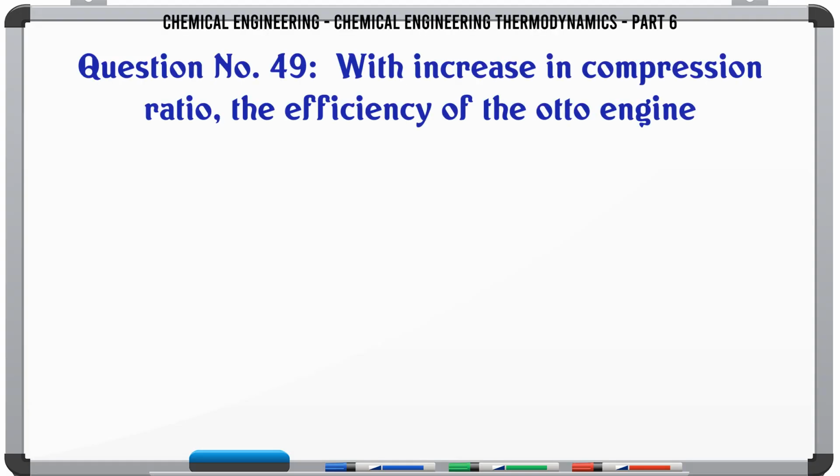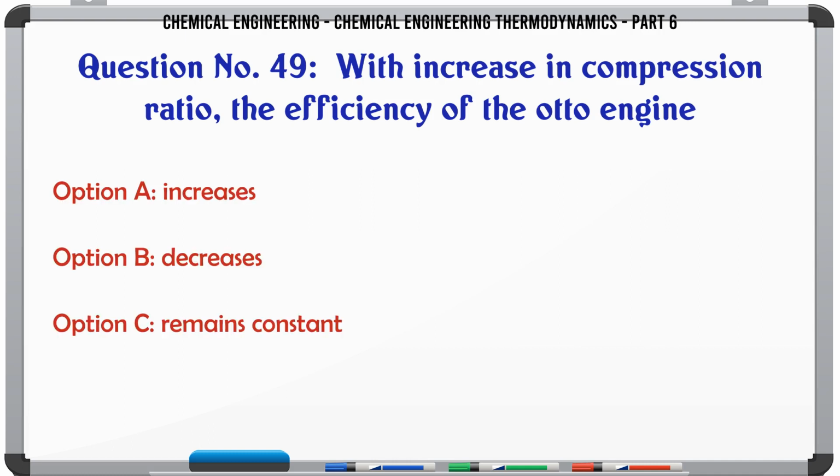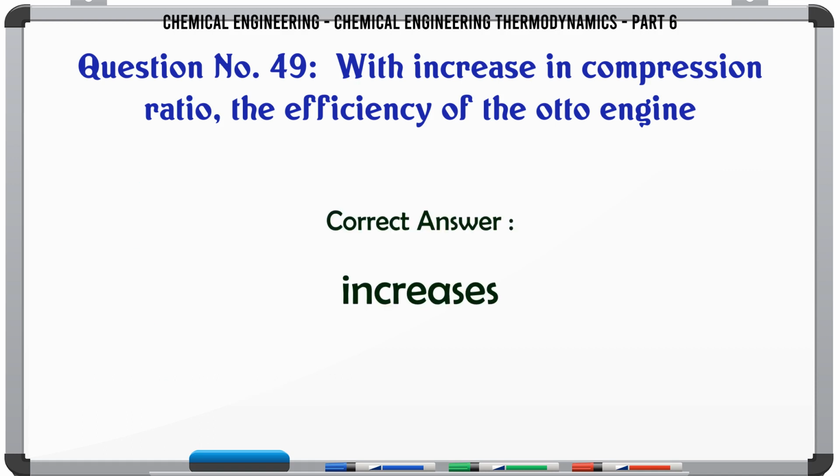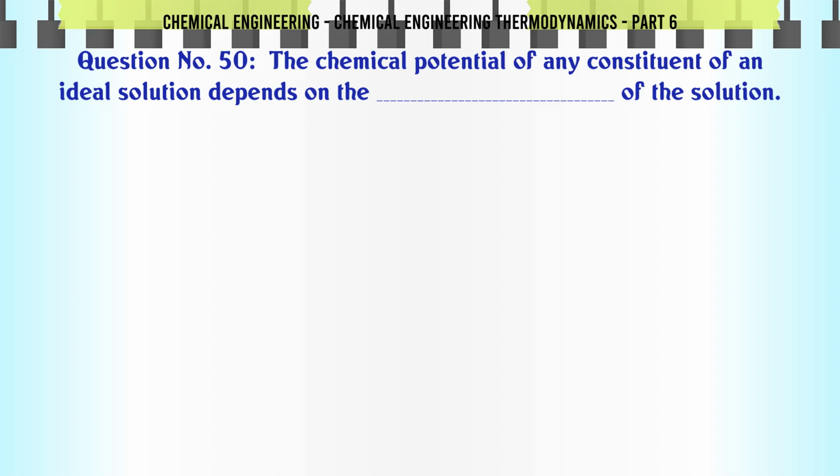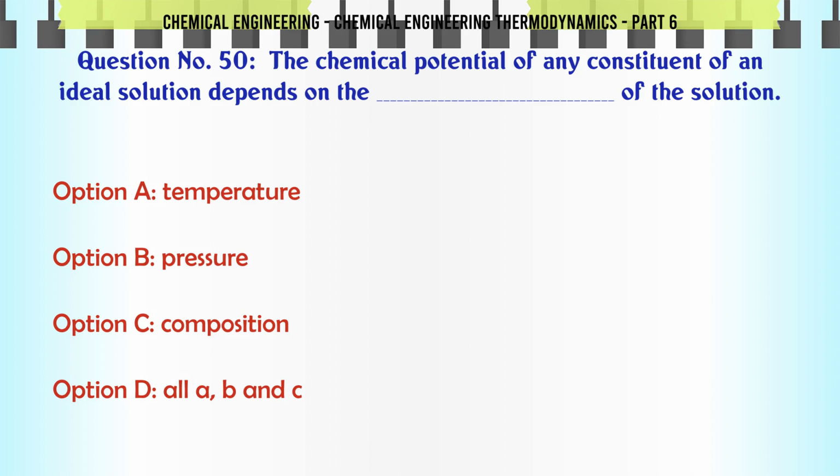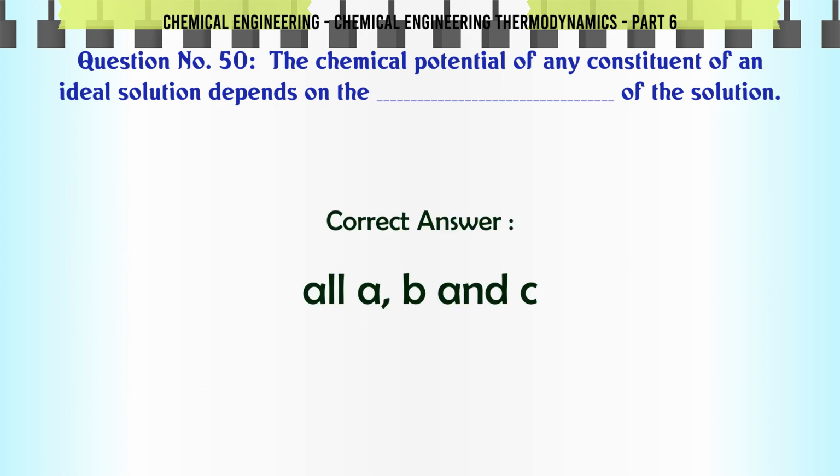With increase in compression ratio, the efficiency of the Otto engine A. increases, B. decreases, C. remains constant, D. increases linearly. The correct answer is increases. The chemical potential of any constituent of an ideal solution depends on the of the solution. A. temperature, B. pressure, C. composition, D. all A, B and C. The correct answer is all A, B and C.